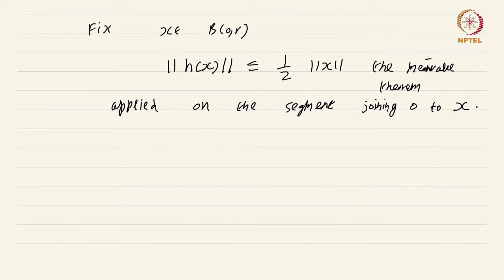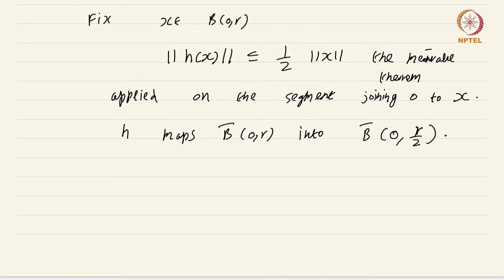This just means that h maps the closed ball of radius r into the closed ball of radius r by 2.